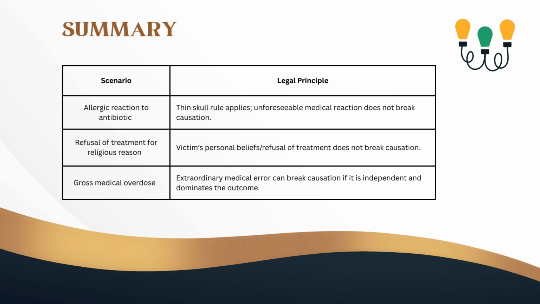Similarly, where a victim refuses medical treatment for religious reasons, the defendant is still liable. The refusal does not break causation because the injury caused by the defendant remains operative. However, in cases of gross medical negligence, such as a fatal overdose, the chain of causation can be broken if the medical error is so independent and extraordinary that it becomes the dominant cause of death. These principles distinguish when liability remains with the original wrongdoer versus when it shifts due to later events.